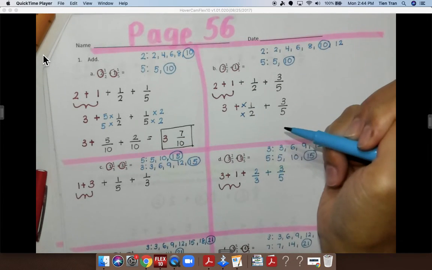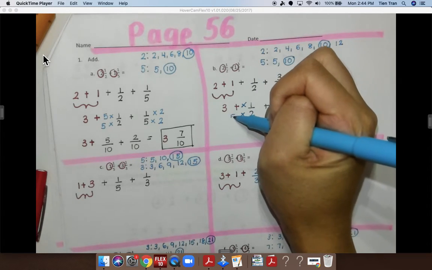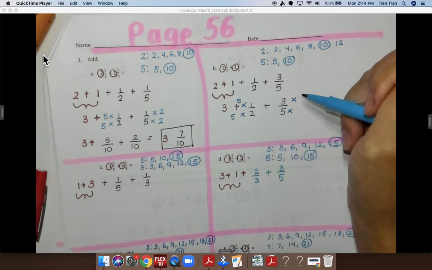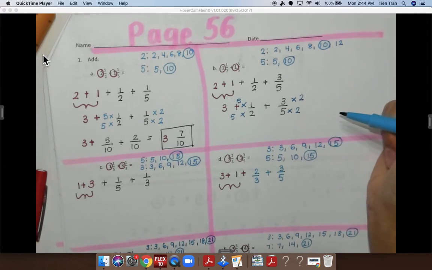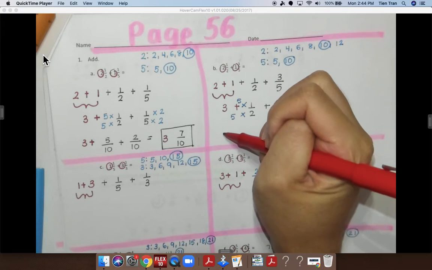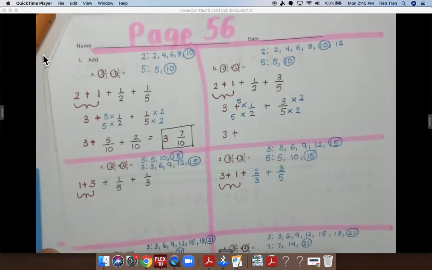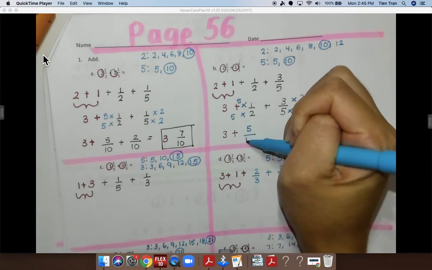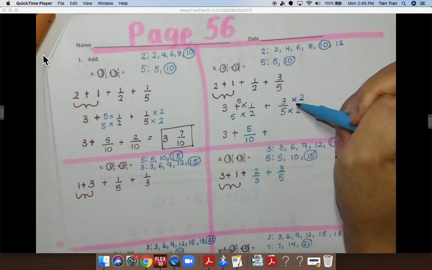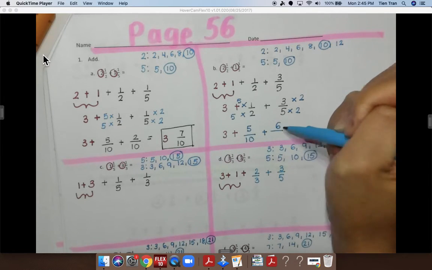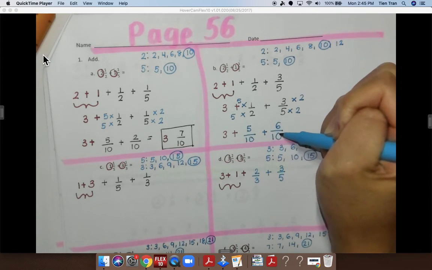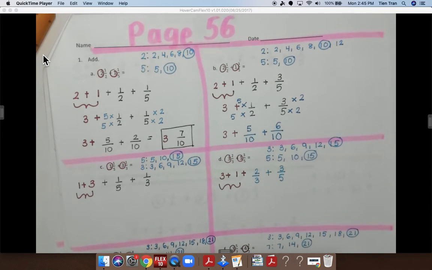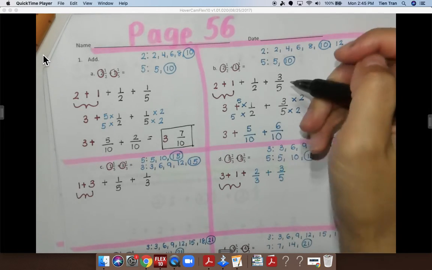So 2 times what is equal to 10? 2 times 5 is equal to 10. Over here, 5 times what is equal to 10? 5 times 2 is equal to 10. So now I'm going to bring everything down. I have 3 plus 5 times 1 is equal to 5, and 5 times 2 is equal to 10. On this side, I have 3 times 2 is equal to 6, and 5 times 2 is equal to 10. So now I have 3 plus 5 tenths plus 6 tenths. So now I'm going to add everything together.